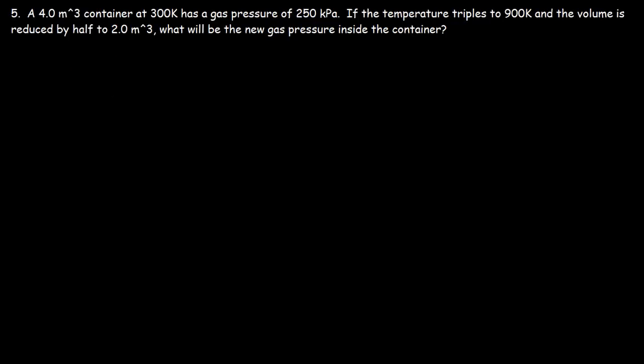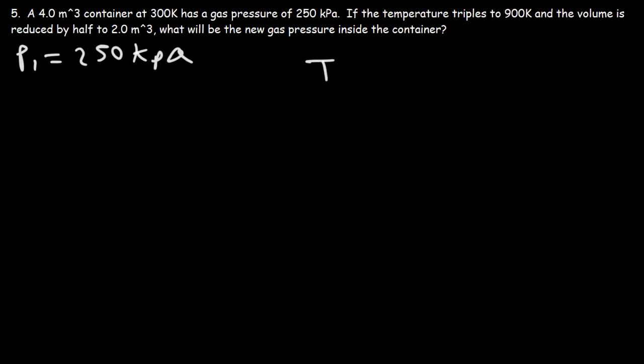Number 5. A 4 cubic meter container at 300 Kelvin has a gas pressure of 250 kilopascals. If the temperature triples to 900 Kelvin and the volume is reduced by half to 2 cubic meters, what will the new gas pressure inside the container be? Now, before we use a formula to get the answer, let's see if we can get the answer conceptually. So right now, P1 is 250 kilopascals. We want to calculate the new gas pressure when the temperature and the volume change.